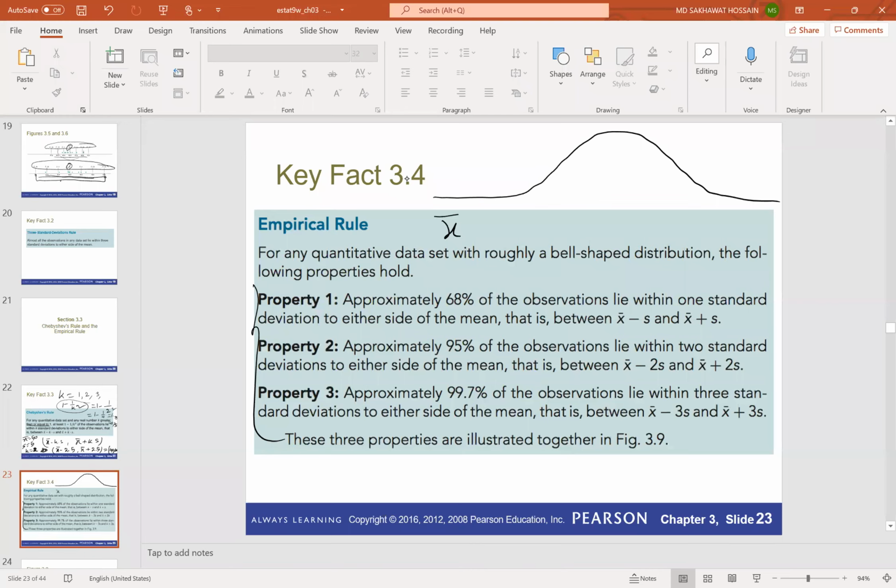What does s stand for? x bar is the sample mean. And s, let's consider 5, is the sample standard deviation. So does that answer your question, or did you want to ask something else?